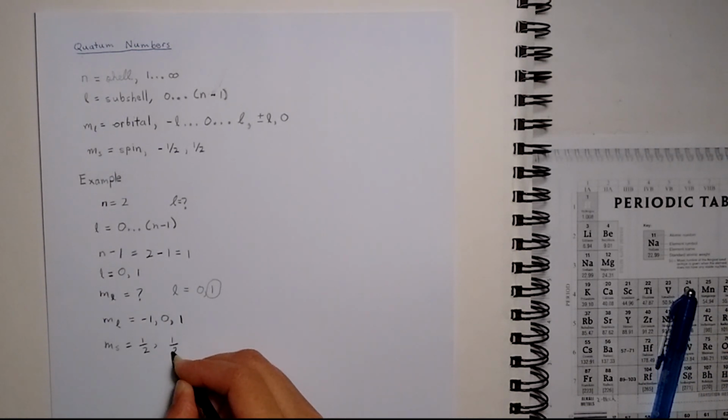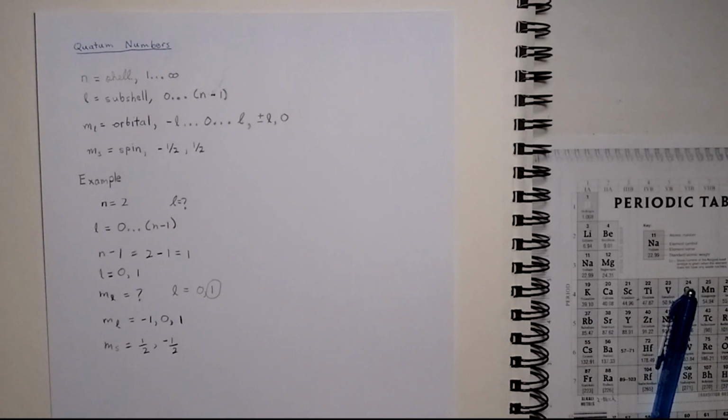Now for m sub s, there are only 2 values possible, and we know that from our rules. So it's going to be positive 1/2, and then we have the negative 1/2.